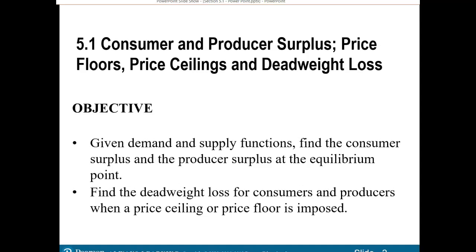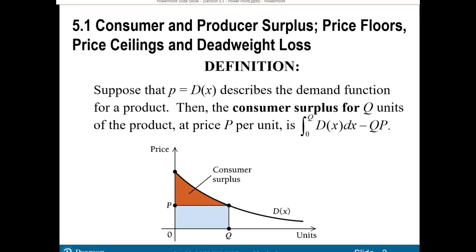Our objectives in this section: given a demand and supply function, find the consumer surplus and producer surplus at the equilibrium point, and find the deadweight loss for consumers and producers when a price ceiling or floor is imposed. So these are economic applications.